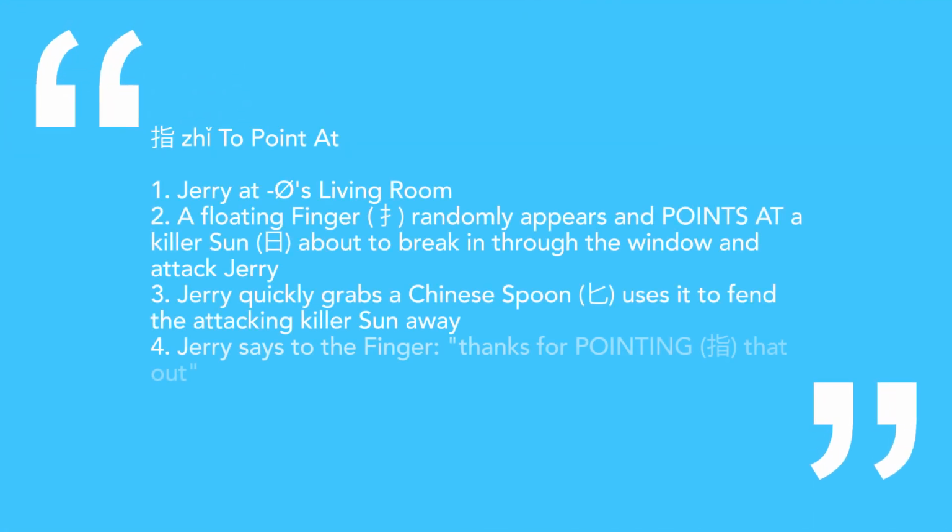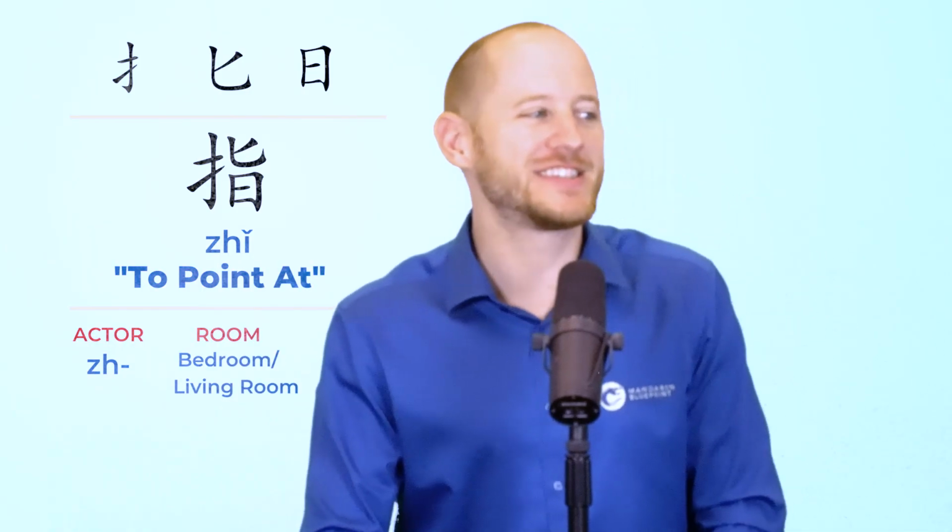Okay, so Jerry is in the childhood home living room, so that covers the pronunciation. A floating finger randomly appears and points at a killer son about to break in through the window and attack Jerry. Jerry quickly grabs a Chinese spoon and uses it to fend off the attacking killer son. Jerry says to the finger, thanks for pointing that out. Nice. And then maybe they high five. Excellent scene. Will, no problems there.